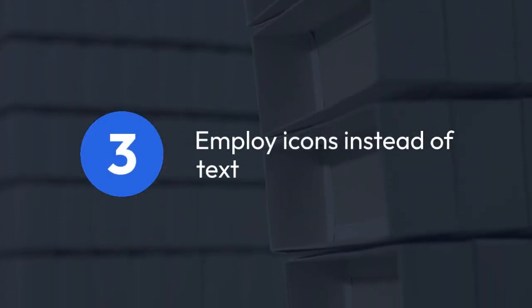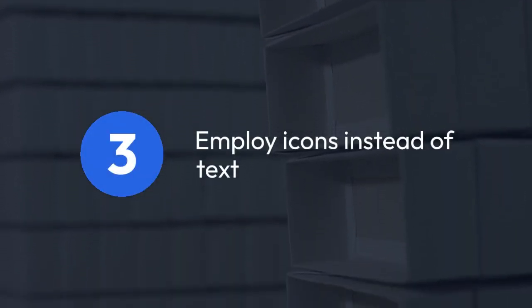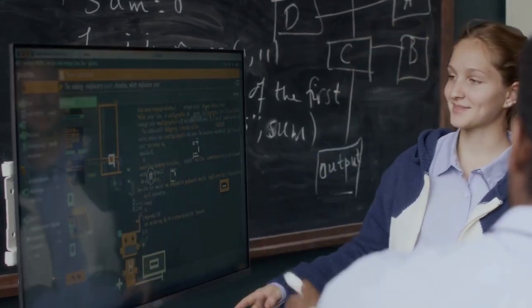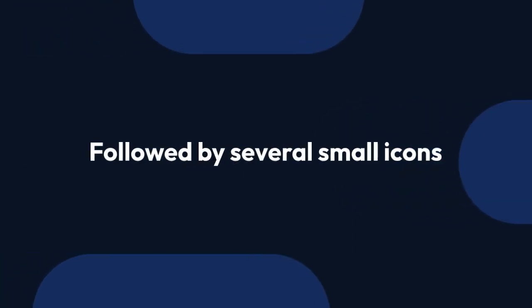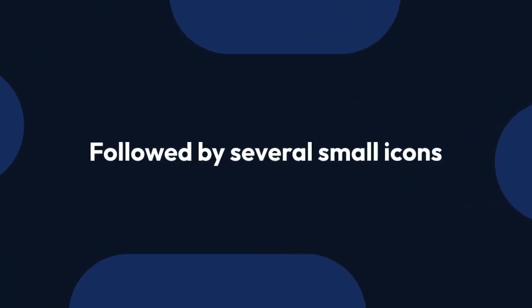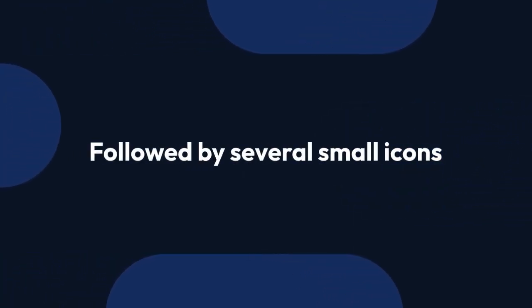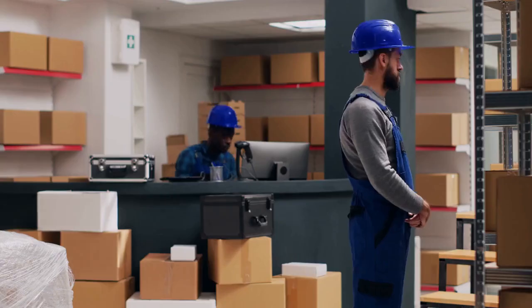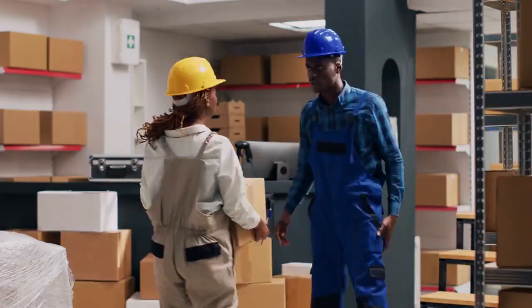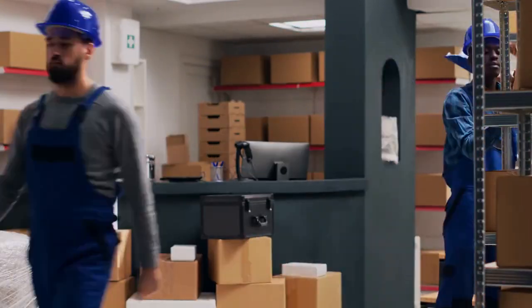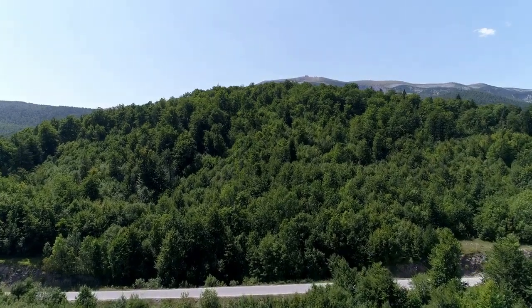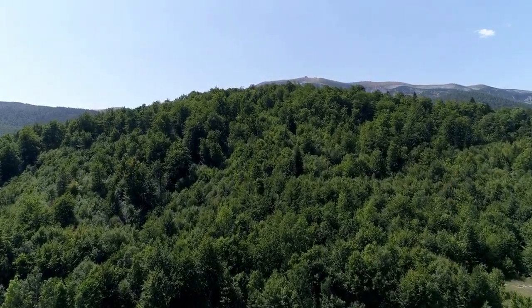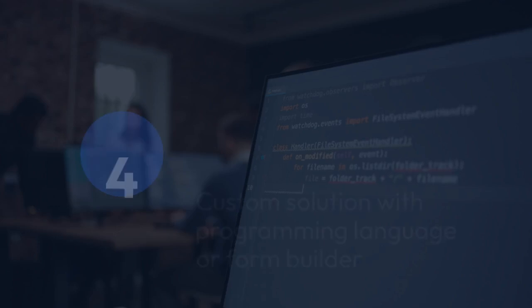3. You can employ icons instead of text. This approach is visual and easily understood. A single checkbox could be followed by several small icons, like check marks or other symbols, each representing an option. Clicking the checkbox would toggle the state of all the associated icons. This method works best if there are relatively few options, otherwise it can become cluttered.